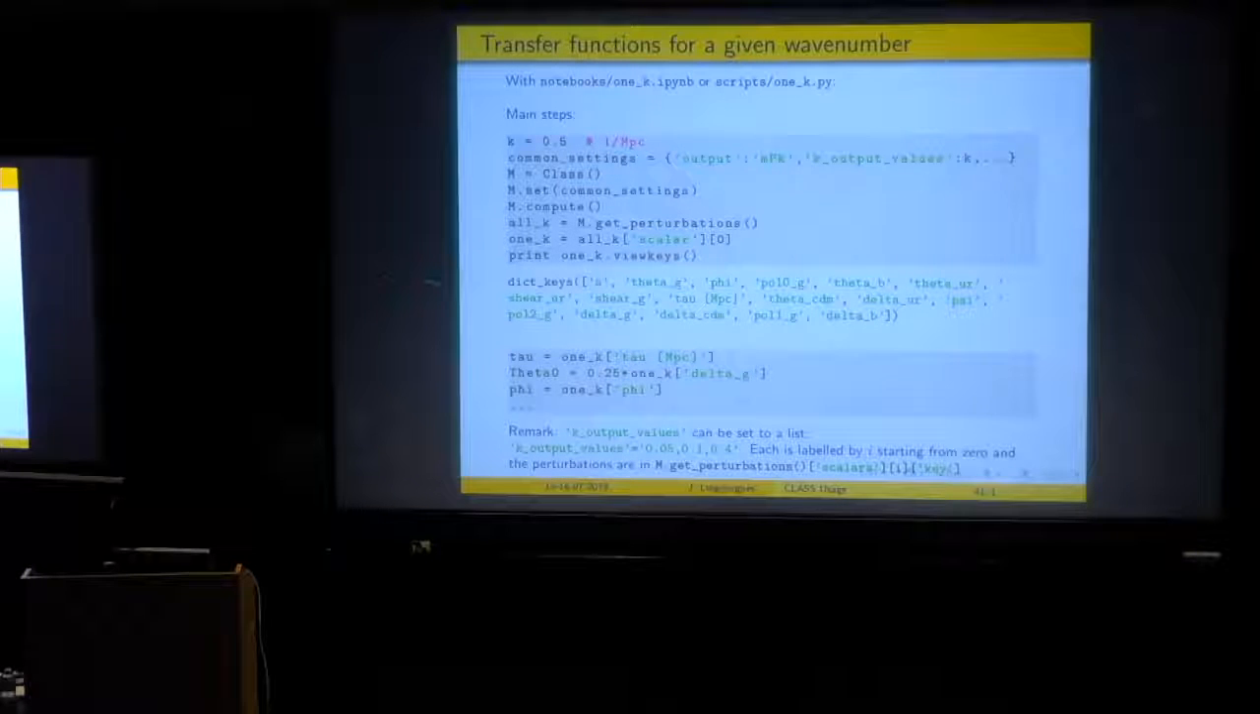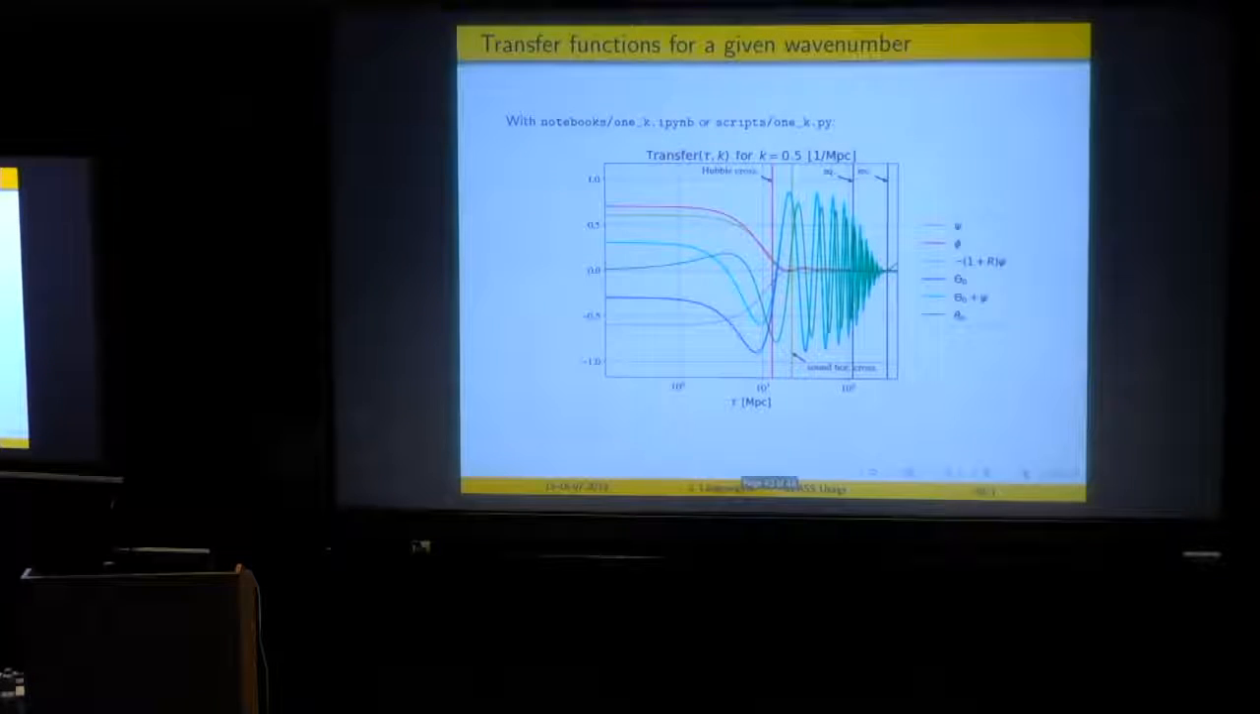So, knowing my keys, I know that if I take my one_k key for tau, I get a list of tau, and one key for delta_gamma, I get a list of delta_gamma that I rescale by 1/4 in order to get theta_0. The same with other variables. And for those who arrive late, once I have this, I can make a plot, like in the previous slides, where for a given wave number, I have the evolution of all quantities as a function of time. And then if you have new physics doing something funny, say, at the time of equality, you will see this something funny here.